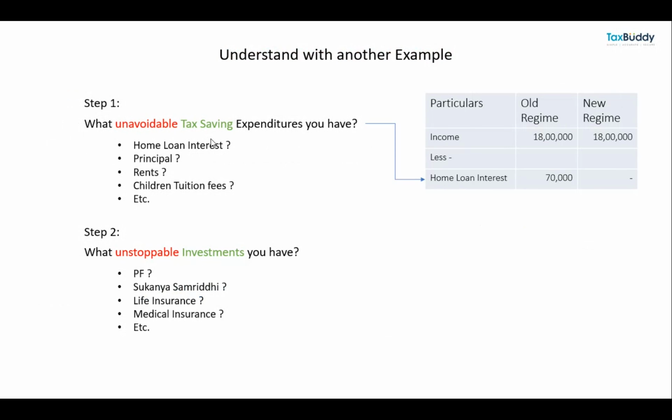I am paying EMIs for my home loan, interest and principal amount. Coming up with the unstoppable investment, Sukanya Samriddhi, as I have committed for this account and I need to pay a minimum amount to keep this account active. Life insurance, medical insurance, etc.